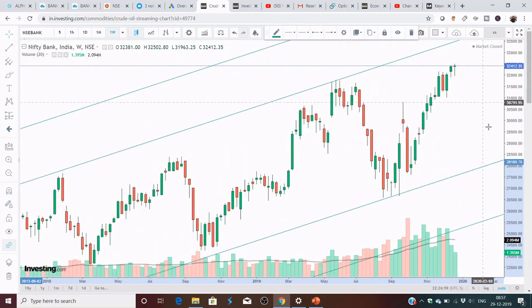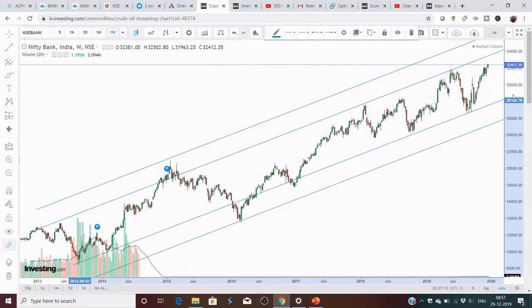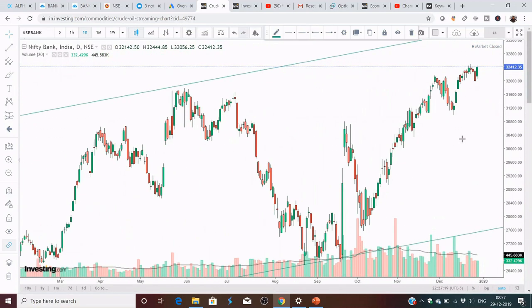So next week we can expect, if the market touches this level, there can be a correction, and the correction can come heavily for the next few weeks, so that it can come back to the channel bottom. So now let's go to the daily time frame.